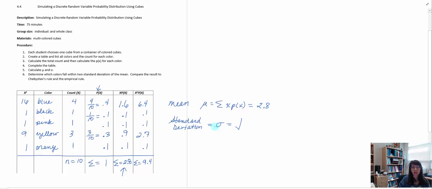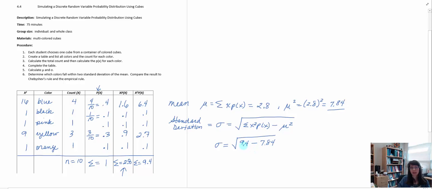We find the standard deviation by taking the square root of the sum of the x squared p of x column and subtracting mu squared. We found that mu is 2.8, so mu squared must be 2.8 quantity squared, which is 7.84. So we can use the information from our table to make substitutions into this formula. Standard deviation is equal to the square root of the sum of x squared p of x, which we know is 9.4, and we'll be subtracting mu squared, which is 7.84.